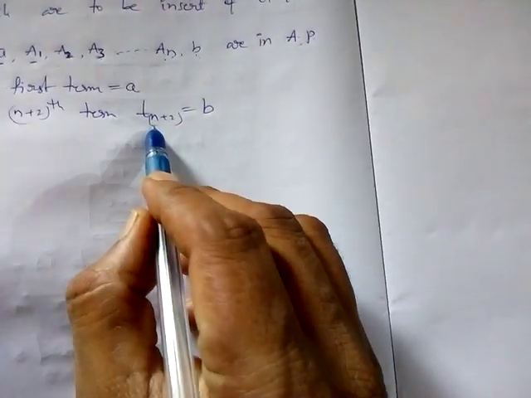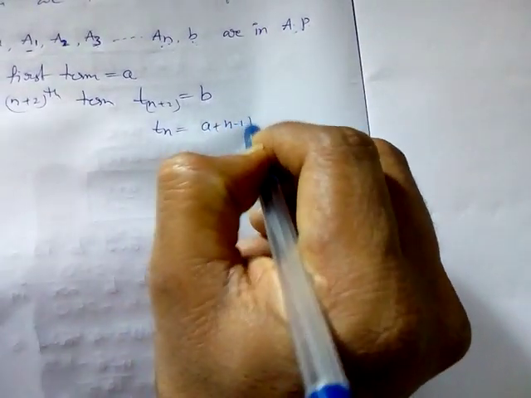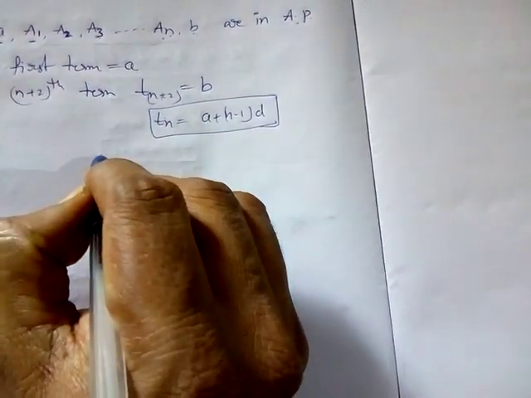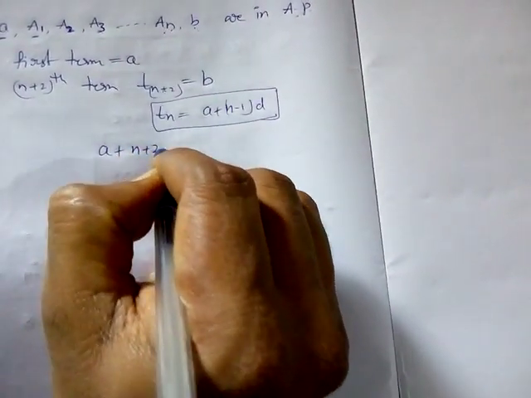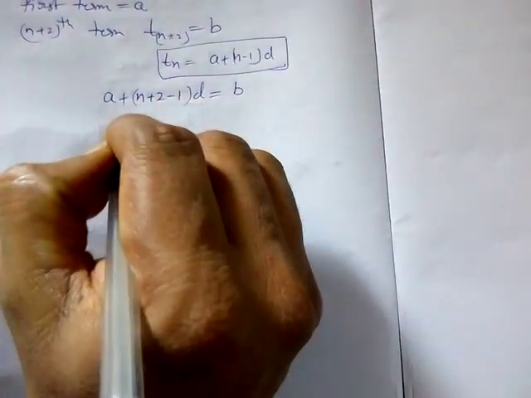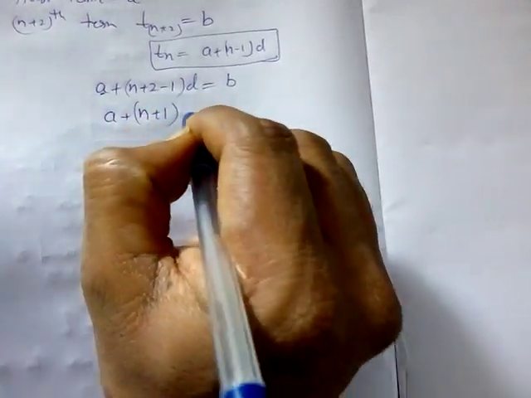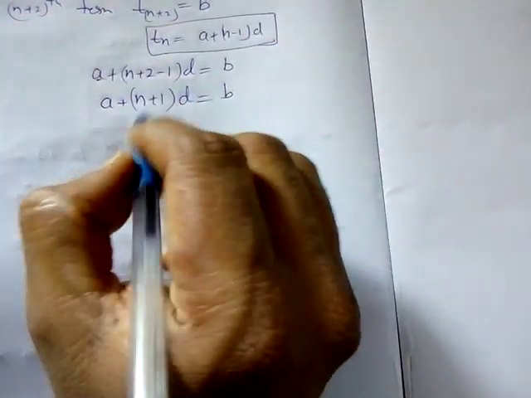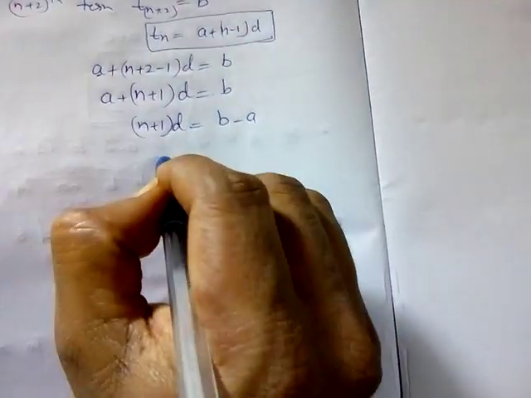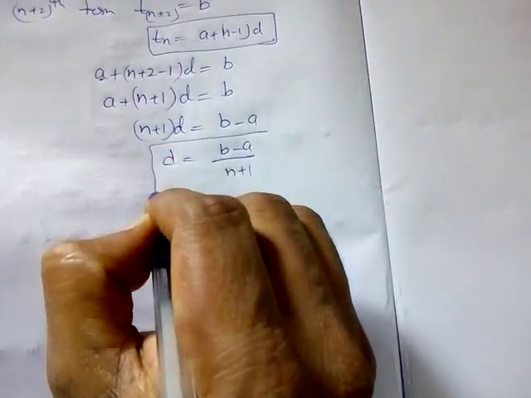What is the formula? Tn is equal to a plus (n minus 1) into d. So T(n plus 2) is equal to a plus (n plus 2 minus 1) into d, which is equal to b. So a plus (n plus 1) into d is equal to b. So (n plus 1) into d is equal to b minus a. So d is equal to (b minus a) by (n plus 1).